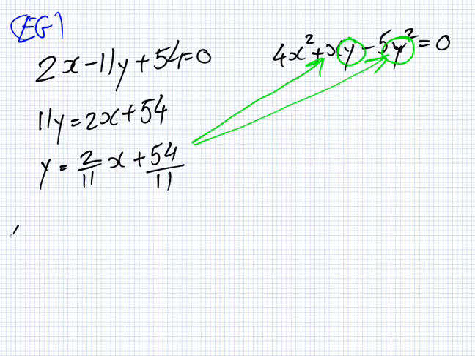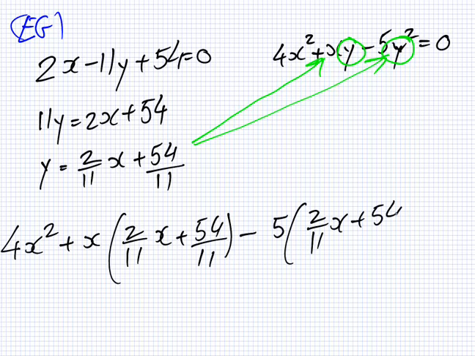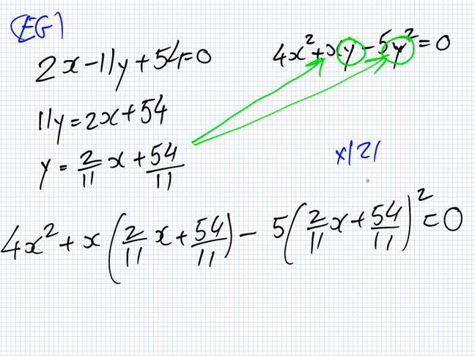For these questions, the graph is not necessary, so you don't need the graph for these ones. 2x minus 11y plus 54 equals 0, and 4x squared plus xy minus 5y squared equals 0. The reason the graph is not necessary is because this graph here is not on the course. I wonder if anybody actually has seen the shape of this type of graph before.